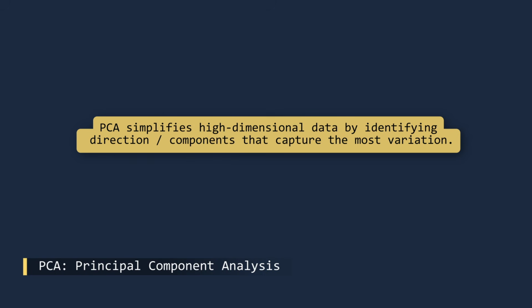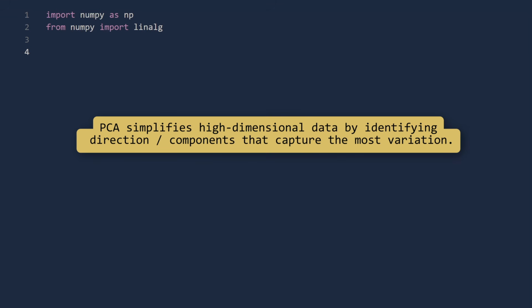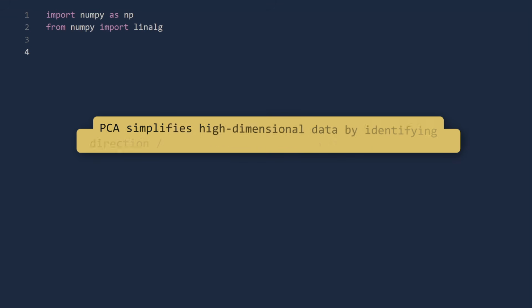Principal component analysis, or PCA, is a powerful application of the linear algebra concepts we have explored. It simplifies high-dimensional data by identifying directions, or components, that capture the most variation. This allows us to focus on the most informative aspects of our dataset.